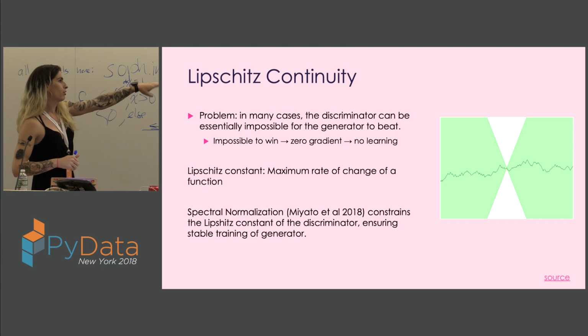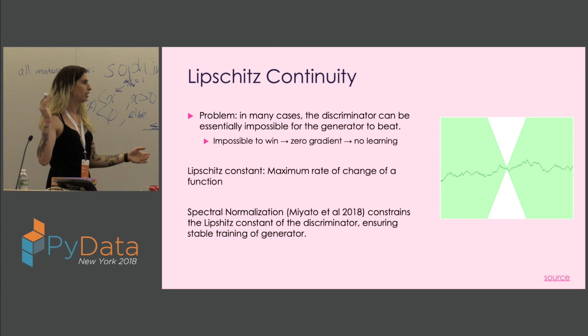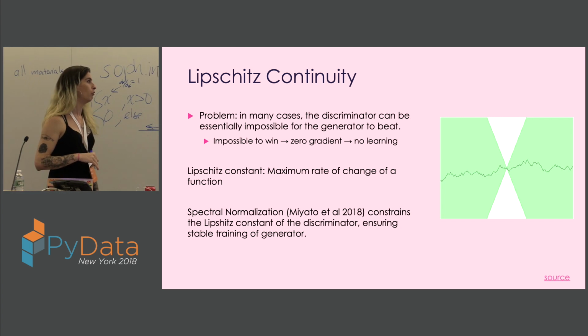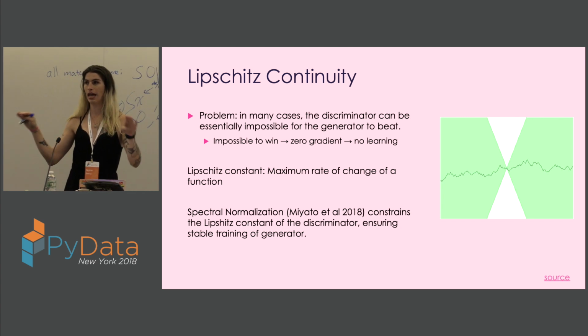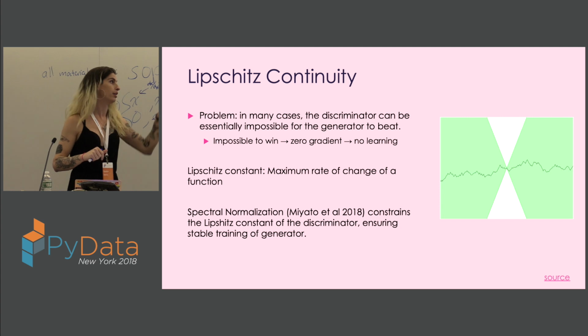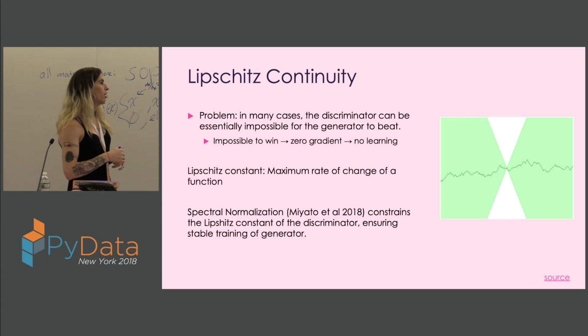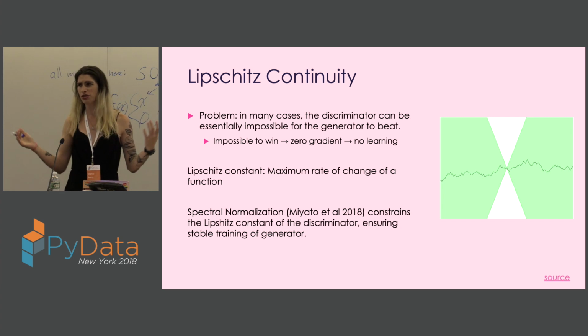What spectral normalization does is it's a normalization method that constrains that Lipschitz constant. It says, all right, we're going to normalize the weights so that there's no way the Lipschitz constant of that function could be greater than 1. So when you look at it at that high level, it's a fairly straightforward idea.